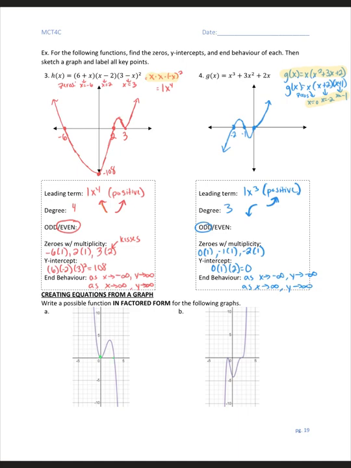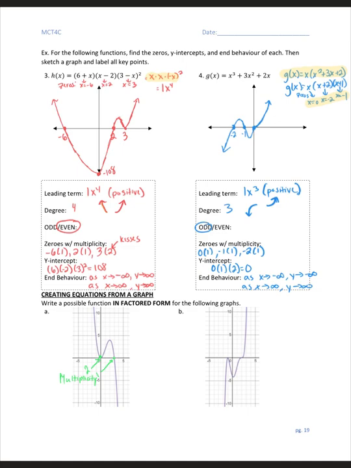So we have a zero at 0, but notice it's only touching the x-axis, it's not crossing it. So that tells me we're going to have a multiplicity of 2. At this zero, at 3, it's crossing it, so that's going to have a multiplicity of 1. So let's just write that we're identifying our multiplicity. One's going to have a multiplicity of 2, and one's going to have a multiplicity of 1.